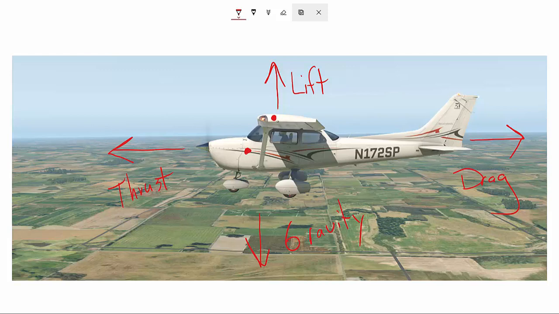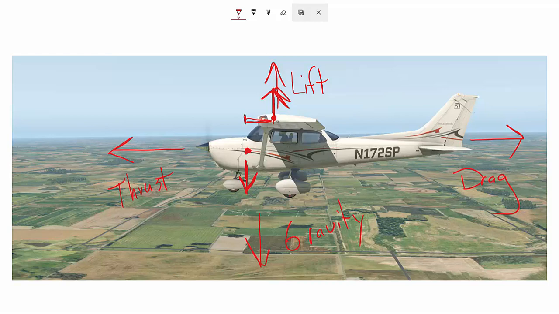And on a plane like this, what we often have is the center of gravity. Again, gravity is the force pulling down. Our center of gravity is acting right here, and it's pulling in a downward direction. And our center of lift is pulling in an upward direction. Now, as you can tell, these are not in the same place. There is a distance between the center of gravity and the center of lift. They're not right on top of one another.